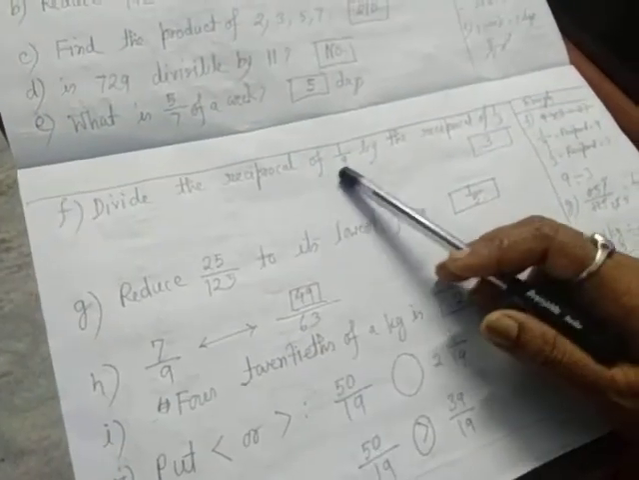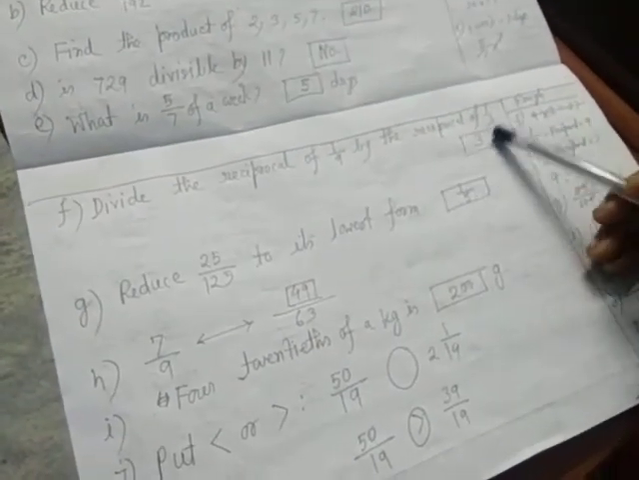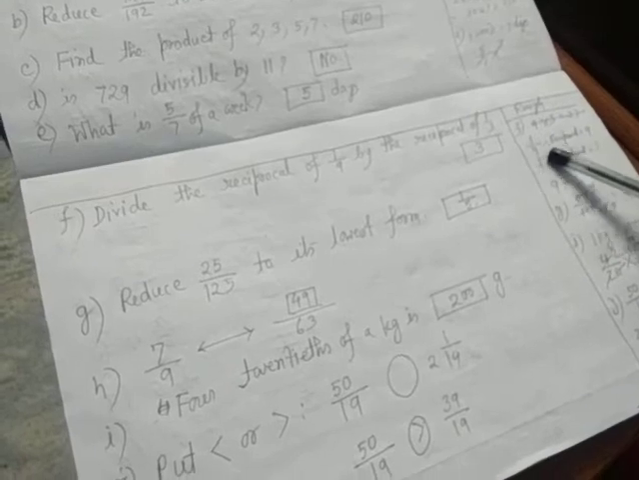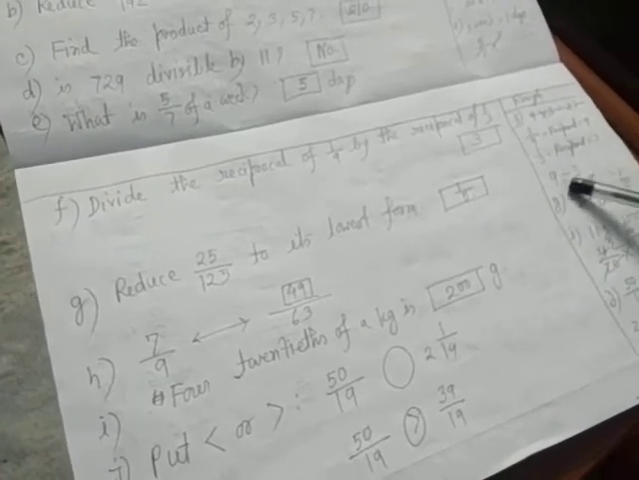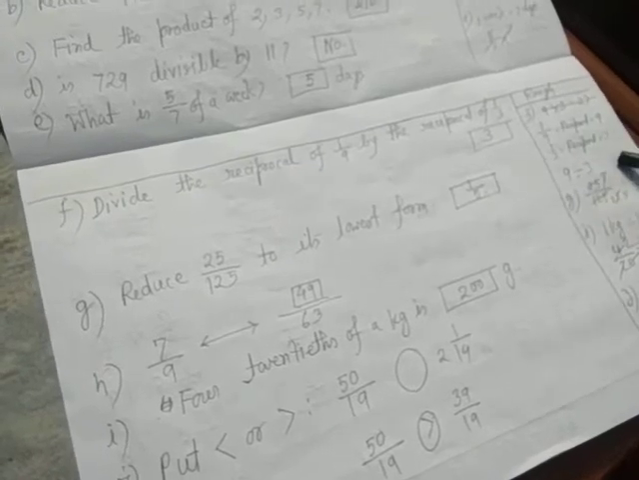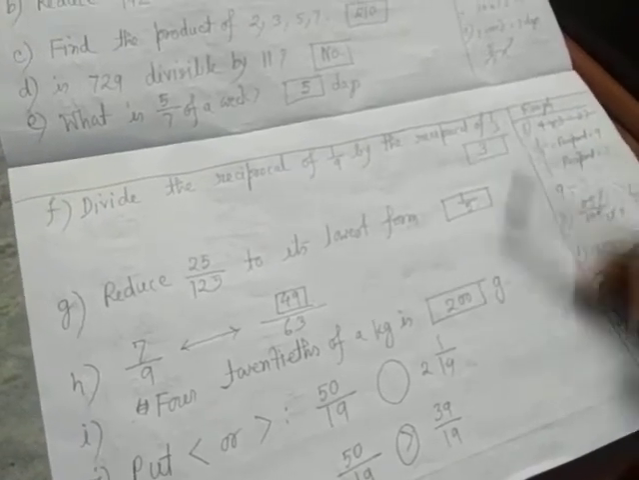F. Divide the reciprocal of 1 by 9 by the reciprocal of 1 by 3. Reciprocal of 1 by 9 equals 9. Reciprocal of 1 by 3 equals 3. Then 9 divided by 3 equals 3.